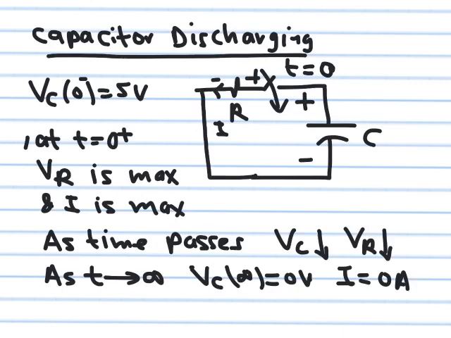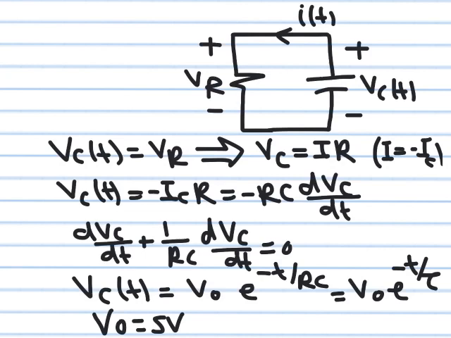We talked about this circuit qualitatively. Let's talk about it mathematically. The basic equation is that VC is equal to VR. There is no battery here. The capacitor is losing its charge. What is VR? VR is equal to IR. Remember, we take IC to be positive if it's flowing into the capacitor like this. IC is always assumed to be flowing from the positive terminal to the negative terminal. So this current here is minus IC.